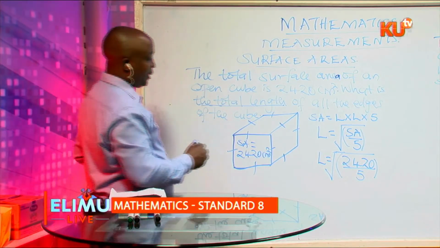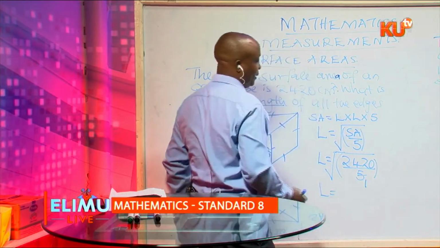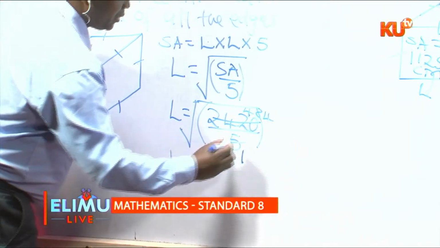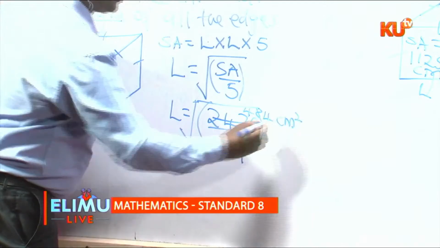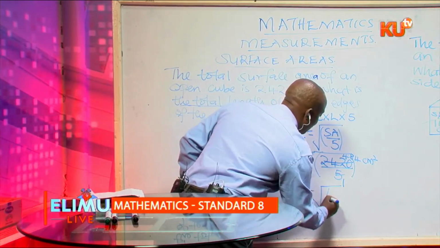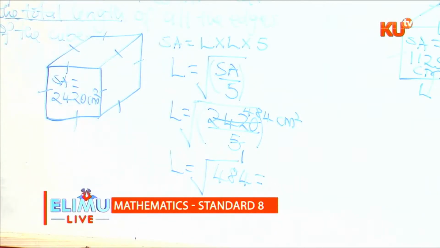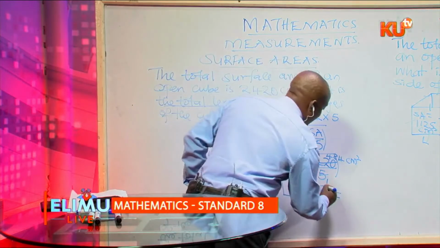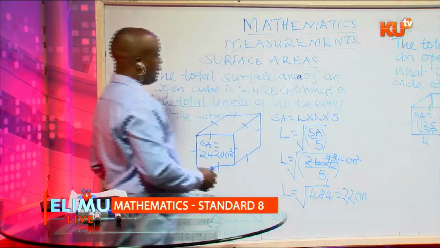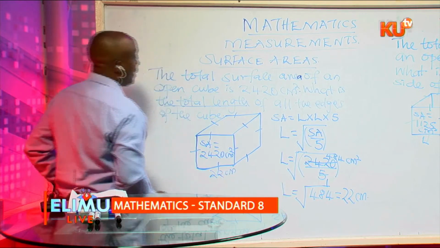So when we divide, we cancel by 5, we get 484 centimeters squared. So the area of one face is 484. Then we find the square root of 484 to get the length of one edge. The length of one edge is the square root of 484, which is 22 centimeters.